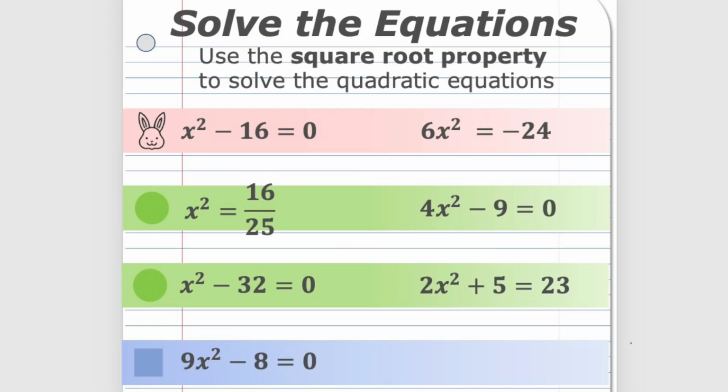Now that we've gone through all these examples, see if you can do them on your own without looking. See how fast you can go.